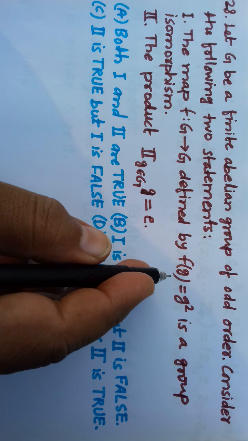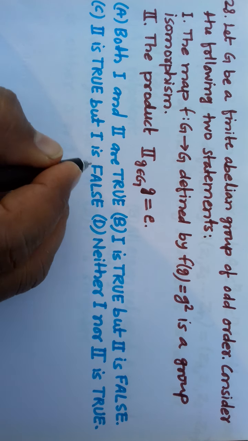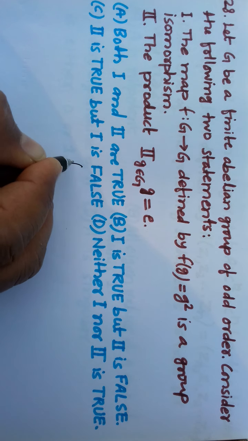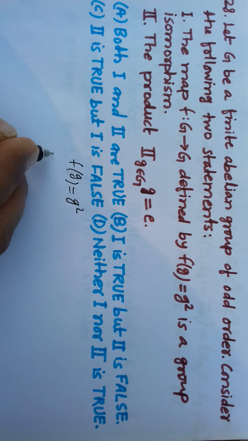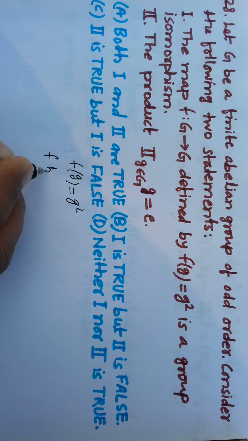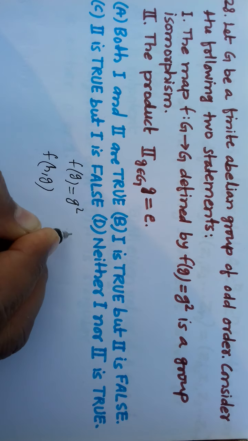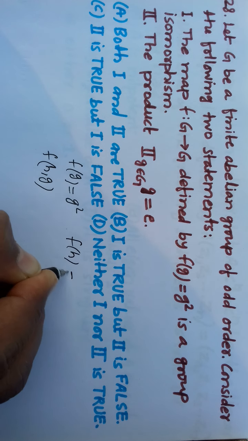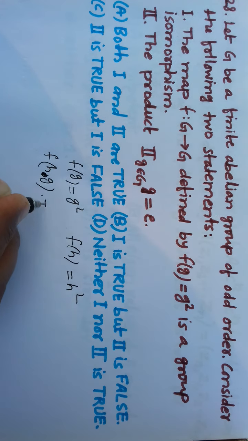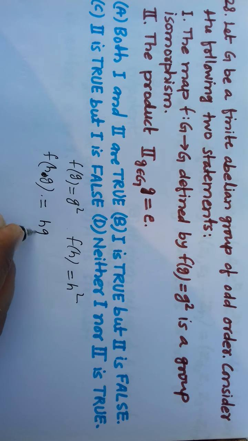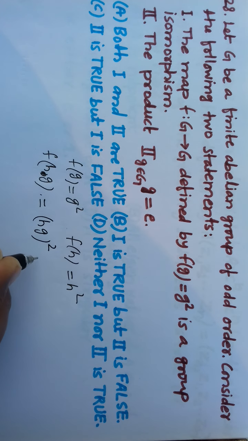Let us check the first option, the first statement. In the first statement you have f(g) equals g square. If you take an element hg, then obviously f(h) will be h square and f(hg) will be (hg) square.